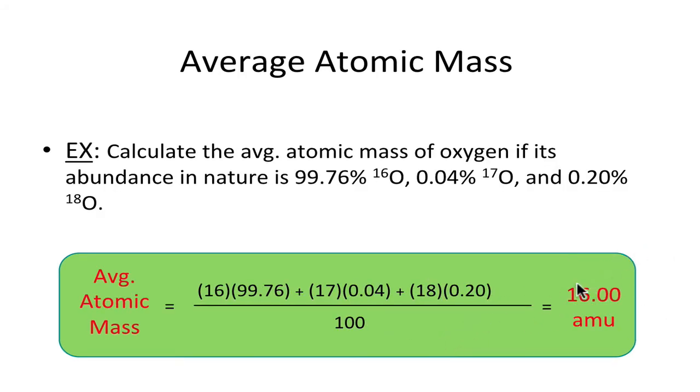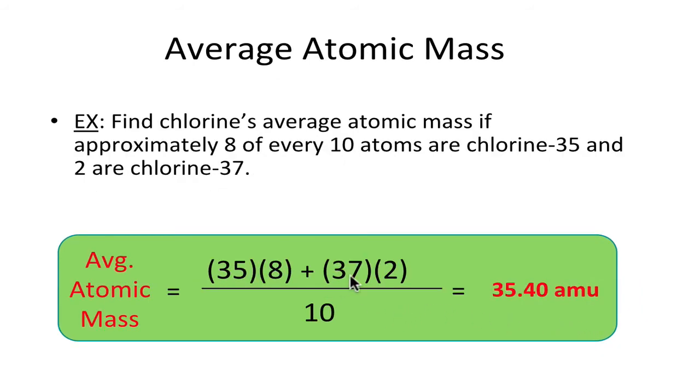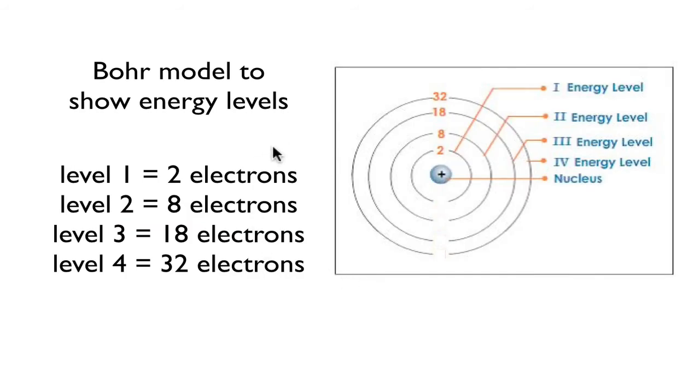So an example of that would be, in this case, oxygen. We've taken oxygen 16, that's one isotope, times the percentage that's found, plus oxygen 17 times the percentage that's found, plus oxygen 18 times the percentage that it's found, divided by 100, gives us about 16 AMU. We won't go over that one. You guys are going to have to be able to find that in class.